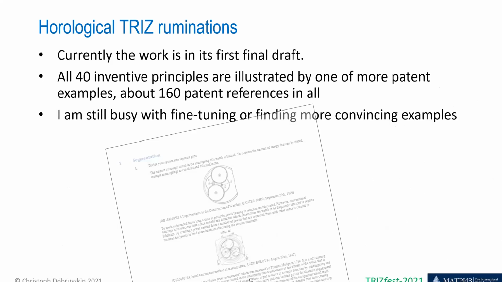So I will not show you a catalog here. Apart from it being boring, it's not yet finished. It's in final draft, and I need to find some time to continue and finish it. But all the 40 inventive principles are illustrated with one or more examples. I think I included about 160 patent references, but I'm still fine-tuning, trying to find more convincing examples here and there.